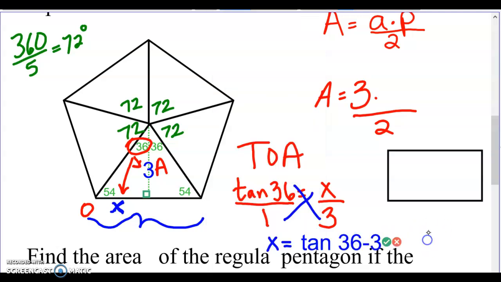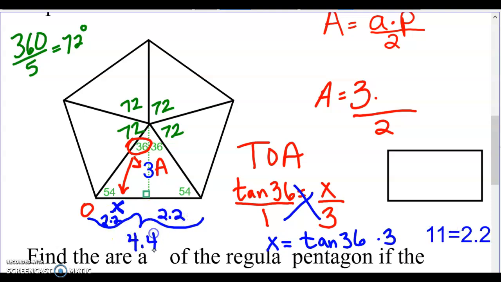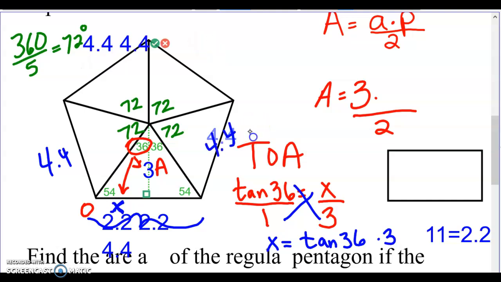So x will be 2.2. If that's 2.2, then this piece is 2.2, and then the entire side there is 4.4. So 4.4 for all 5 of the sides. 4.4 times 5, what's that make? I think it's a whole number. So 4.4 times 5 is 22. So my perimeter will be 22.